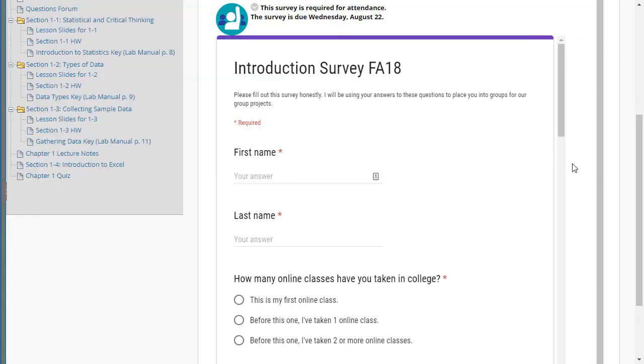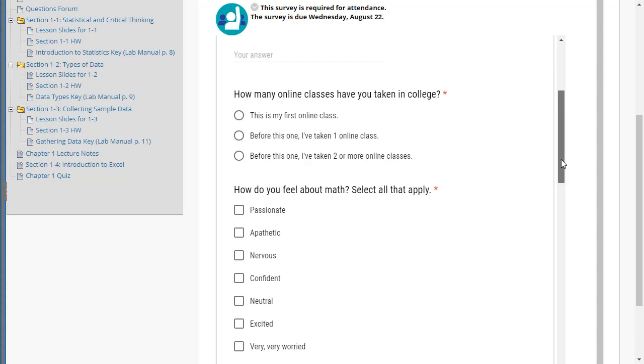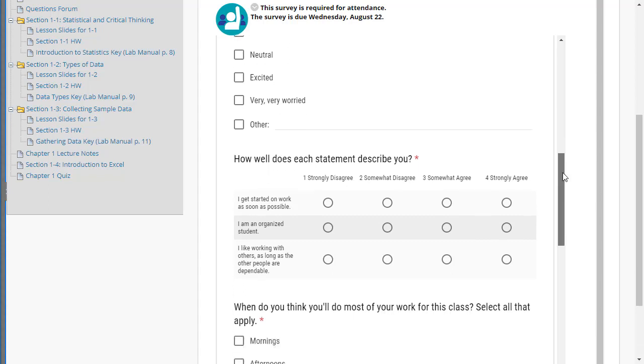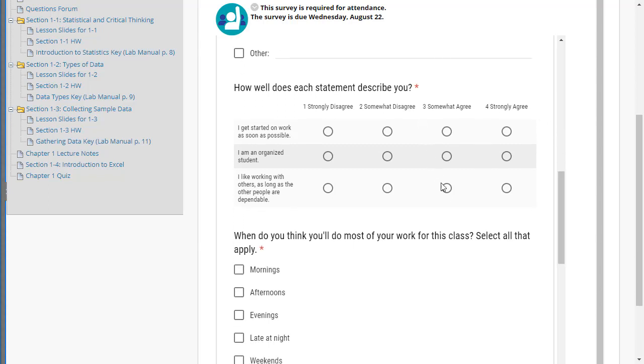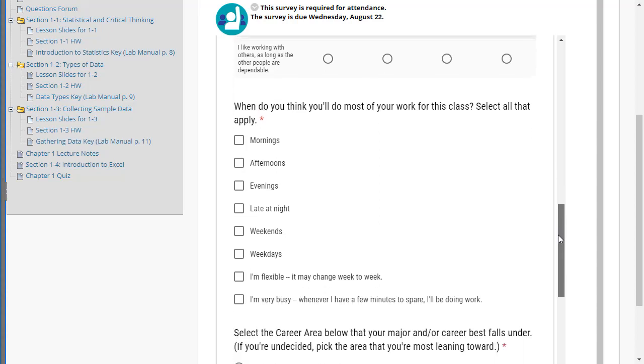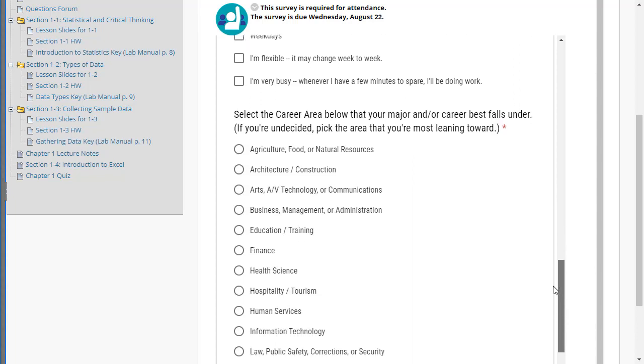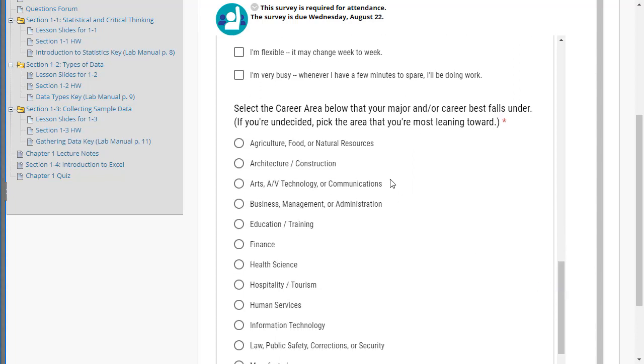I use groups in this class to help students better approach some collaborative projects, which will give them a deeper way to interact with the content. In order to make the groups as effective as possible, I have this survey in week 1, which collects some information about the student, their experience in online classes, how they feel about mathematics in general, and how well they describe themselves as working in a group. I also collect information about how often they are able to work during different times of the day and what their major or what their career is.